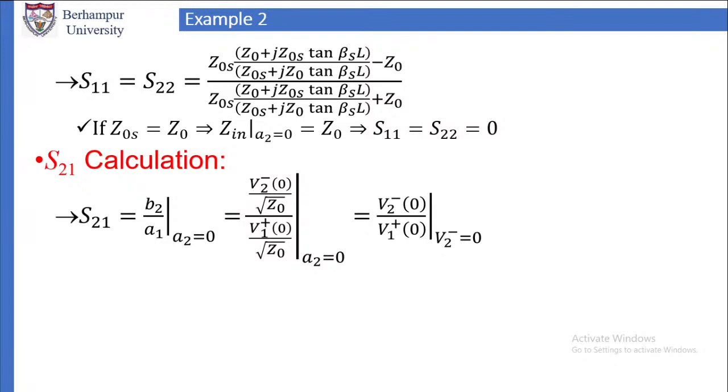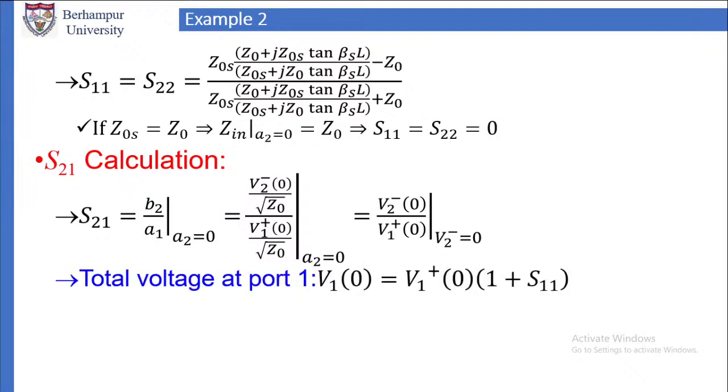Now since root over of Z0 we can cancel out, that will give us V2 minus by V1 plus, for V2 plus is equal to 0. That is V2 plus at 0. Now we have to calculate this V2 minus and V1 plus in terms of the total voltage at port 1.